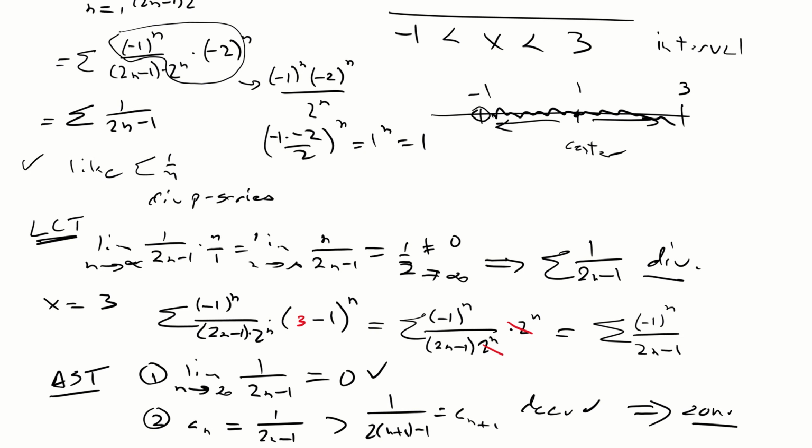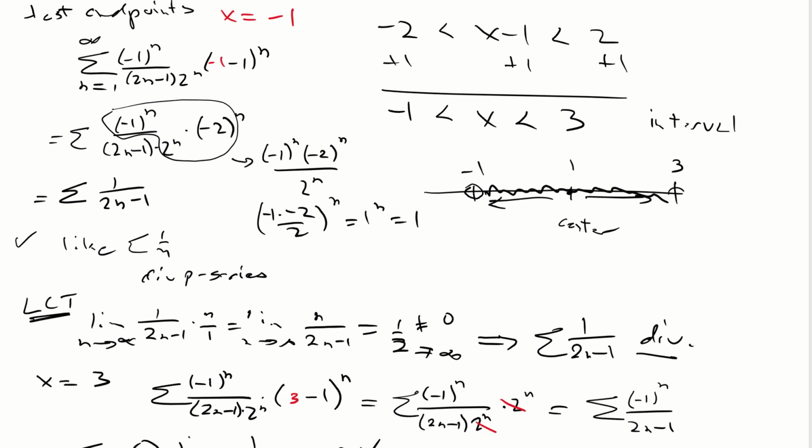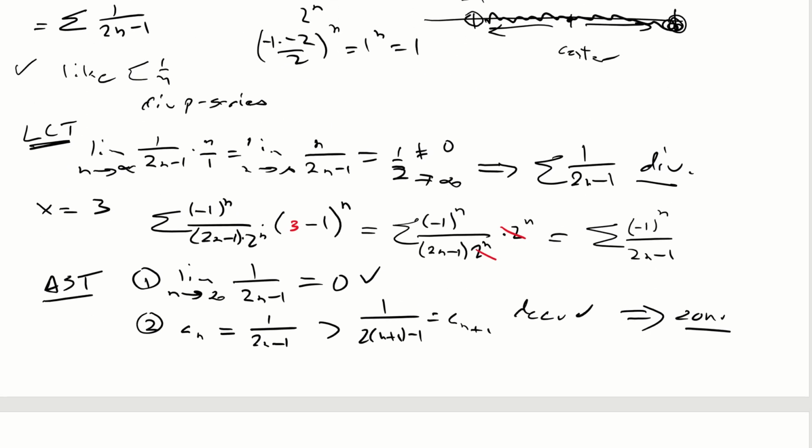So up here, 3 causes convergence, -1 divergence. You have a little line there. But finally, after all that work, you can say, therefore, the interval of convergence is -1 to 3, include 3, don't include the -1, and we're happy.